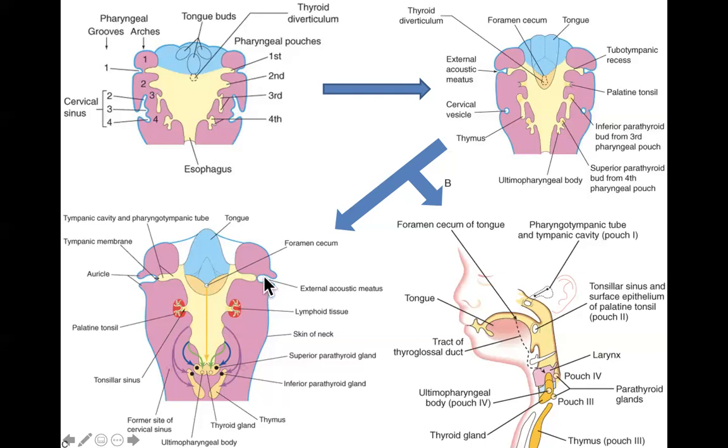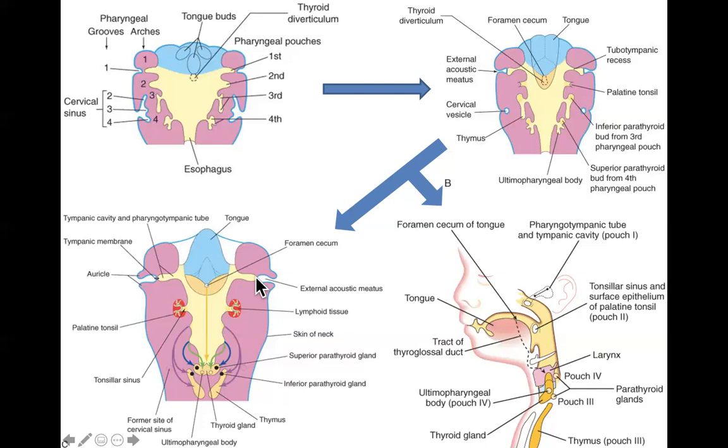So the first pharyngeal groove becomes the external ear canal. The first pharyngeal pouch becomes the middle ear and the eustachian tube, and then the first pharyngeal membrane becomes the eardrum. I'm going to say that one more time in case it appears on a quiz. The first pharyngeal groove becomes the external acoustic meatus or the external ear canal. The first pharyngeal pouch becomes the middle ear cavity and the eustachian tube. And the first pharyngeal membrane becomes the eardrum or the tympanic membrane. Okay?